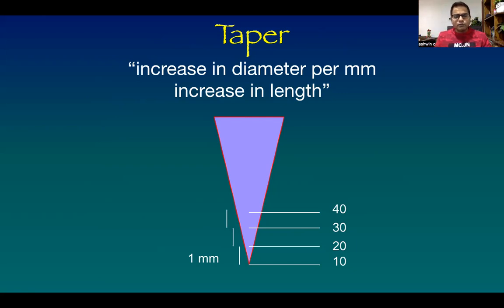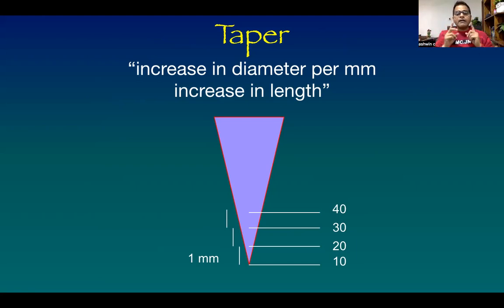That is what is called a 2% taper. If I have the same instrument diameter of 20 but it is 4%, then at the tip it will be 20 only, but 1 millimeter from the tip it will be 24, 2 millimeters it will be 28, 3 millimeters it will be 32, and so on. If I take 6%, there will be a rise of 6 units per millimeter increasing from the tip.